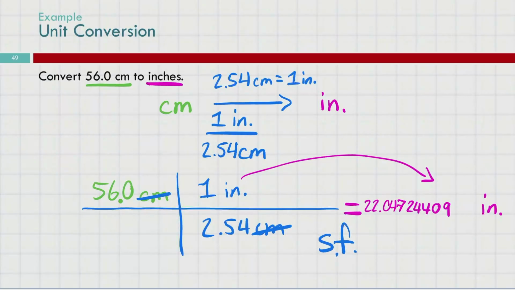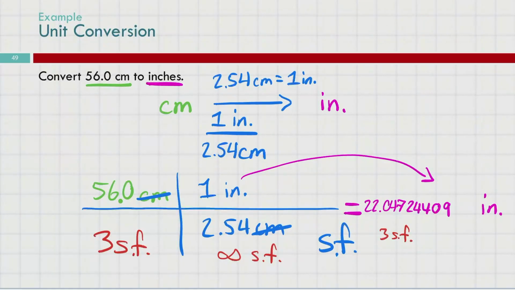So we need to remember to do our significant figures. 56.0 has how many significant figures? We've got 2 non-zero numbers. We've got a written decimal point and a trailing 0. We've got 3 significant figures. And our conversion factor looks like it has 3, maybe. It's actually infinite. This is an exact conversion factor, so we are expecting 3 significant figures in our answer.